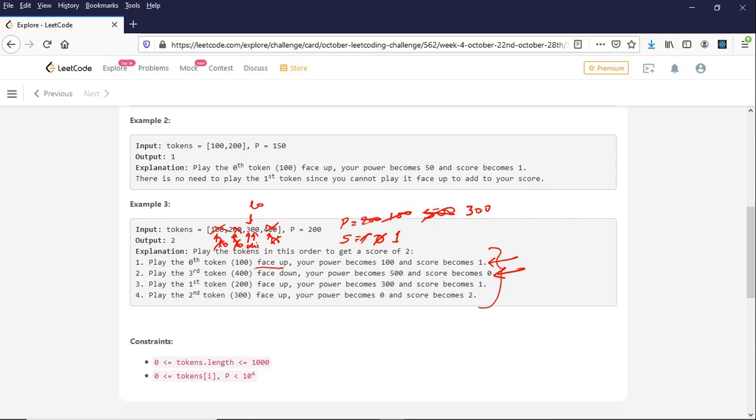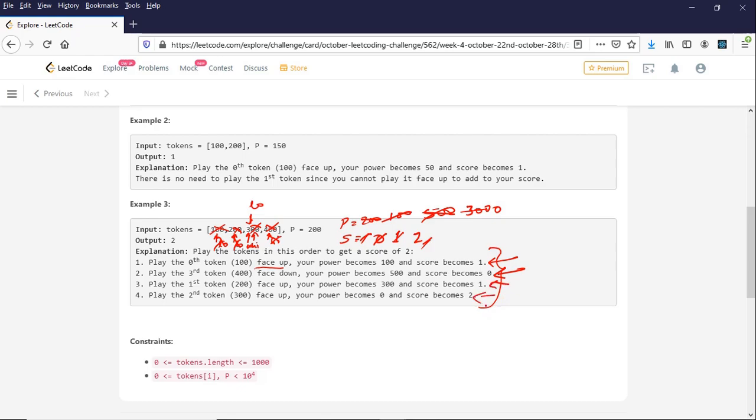Again I will check whether my power is greater than or equal to the low value. Yes, so I will trade my power with this. The score will become 2 and power will become 0, and this is also removed. So at the end my score is 2, that is the final output.